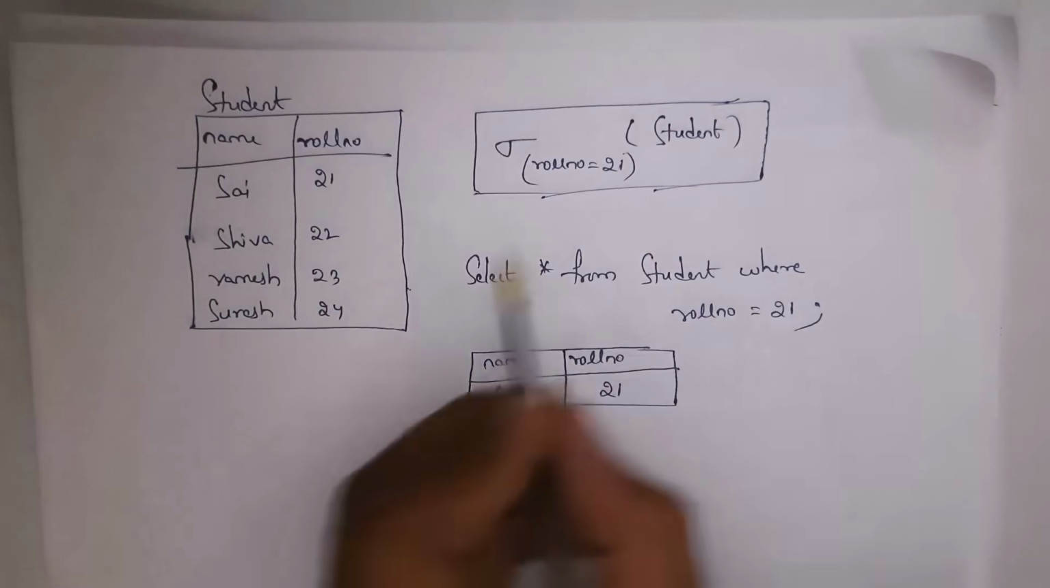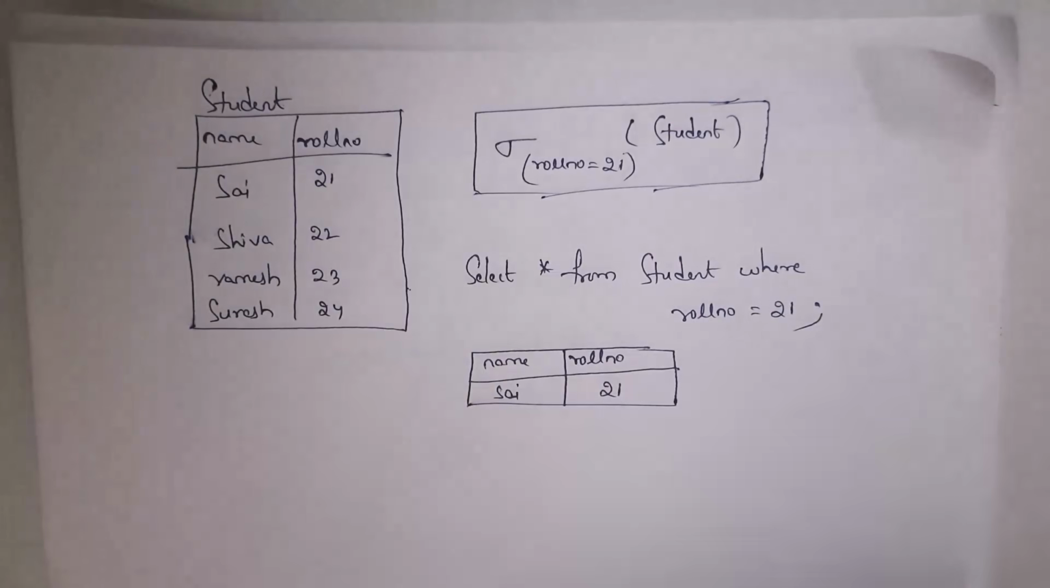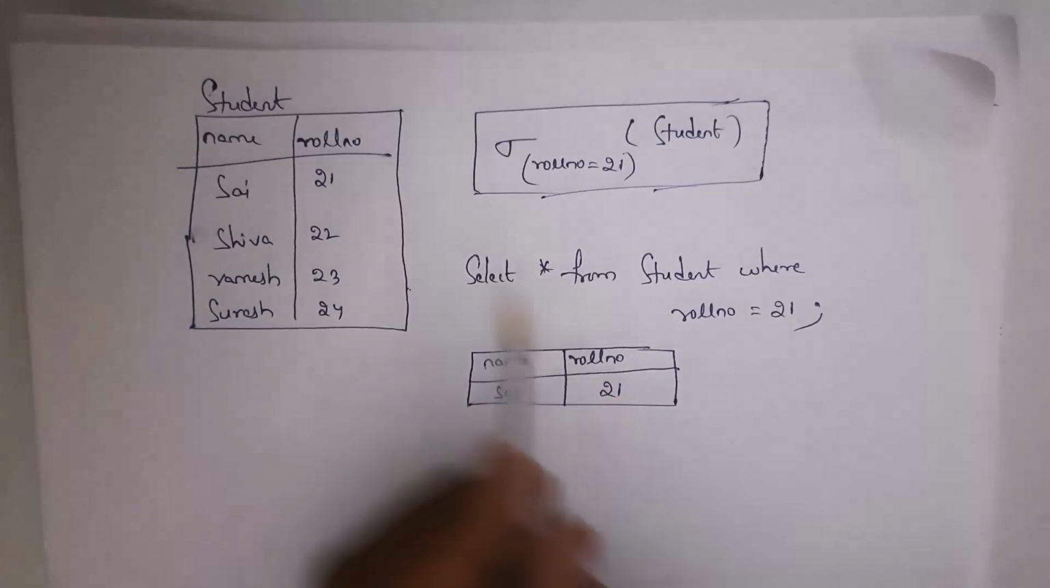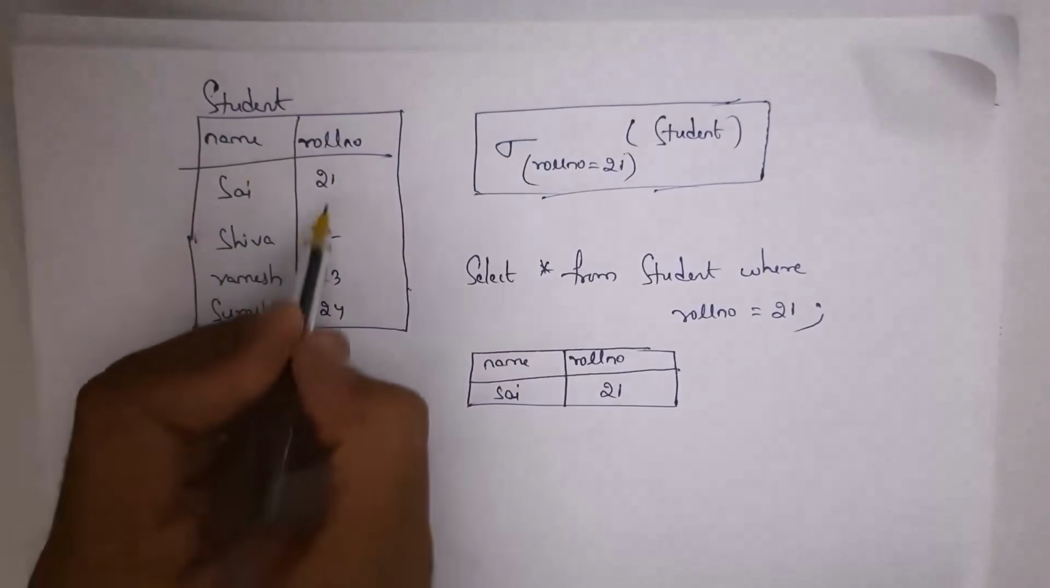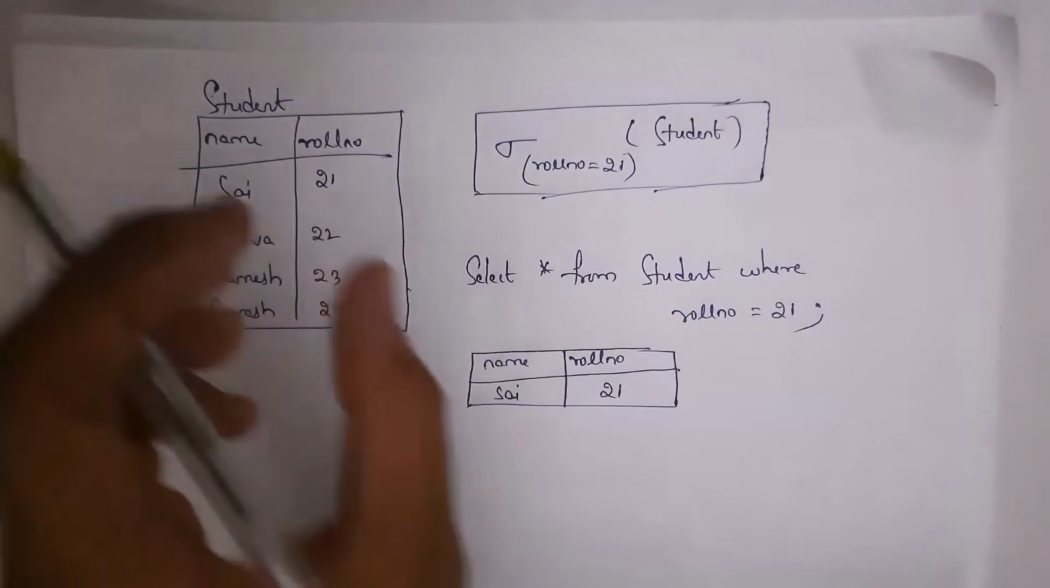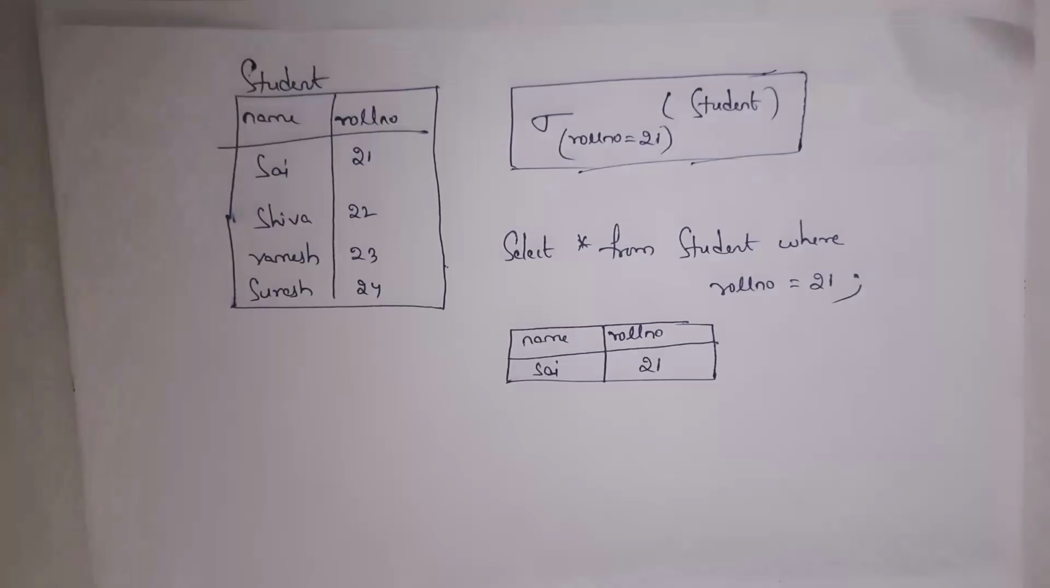Whenever I write this query, I will get output name Sai, roll number 21, because it will display the record of the student whose roll number is 21. Here Sai's roll number is 21, so I will get this entire record as output. But before writing the actual SQL query, at first we need to write the mathematical operation on paper.